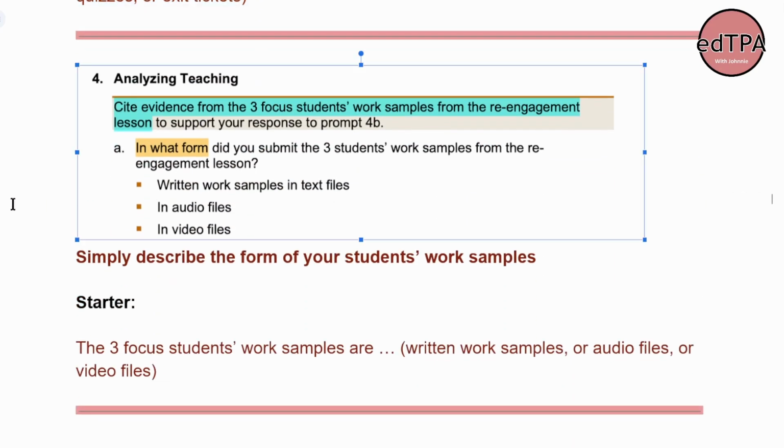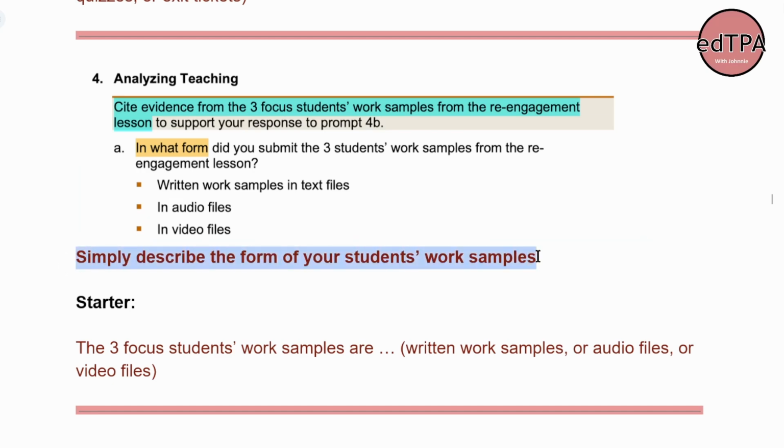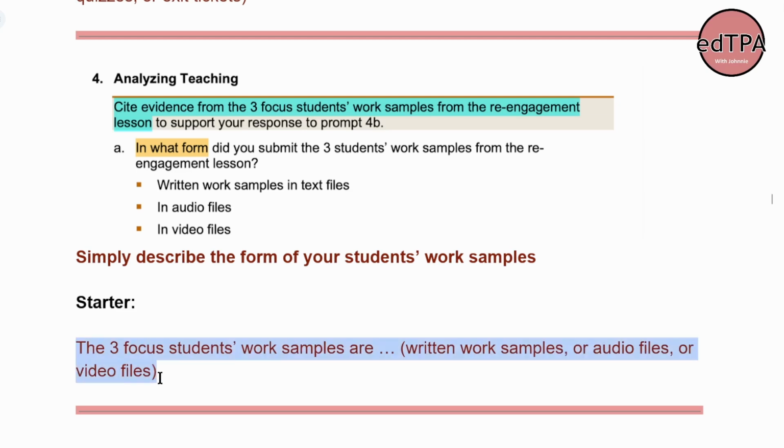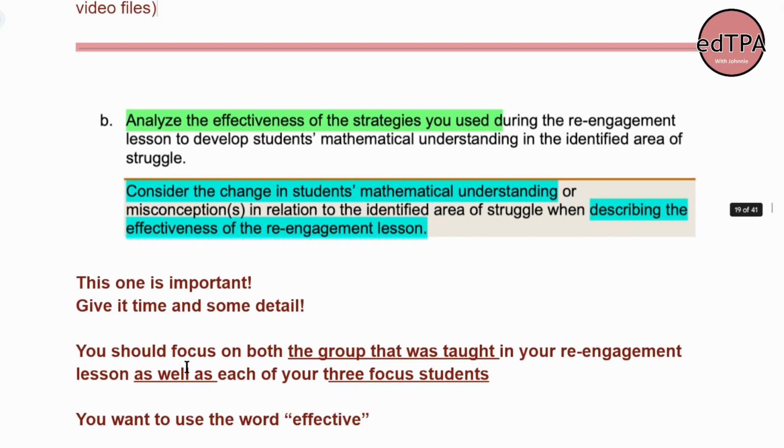Next, analyzing teaching. Cite evidence from the 3 focus students' work samples from the re-engagement lesson to support your response to prompt 4B. And for this, it's simply, in what form did you submit the 3 students' work samples from the re-engagement lesson? Written work samples, audio files, or video files. Simply describe the form of your students' work samples. And the starter is, the 3 focus students' work samples are, and you complete it, written work samples, audio files, or video files. Let's go to 4B.